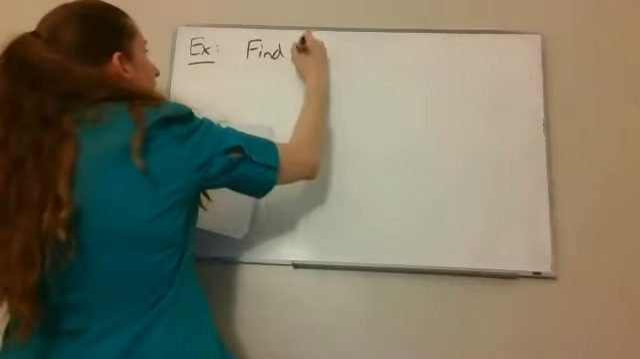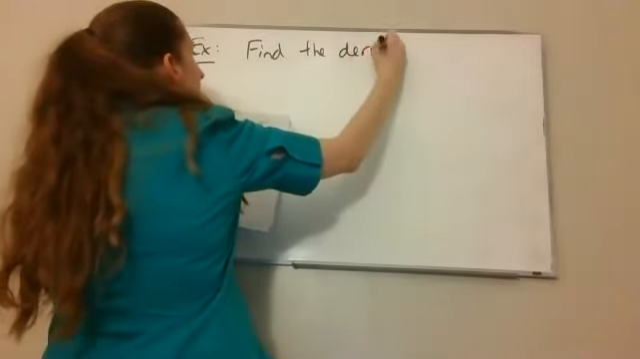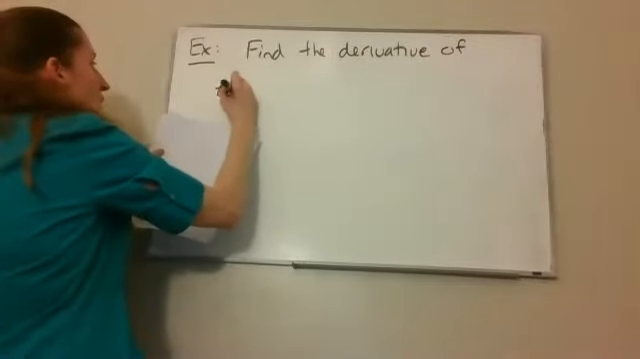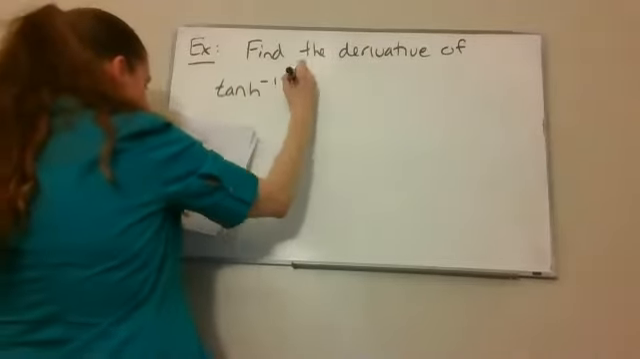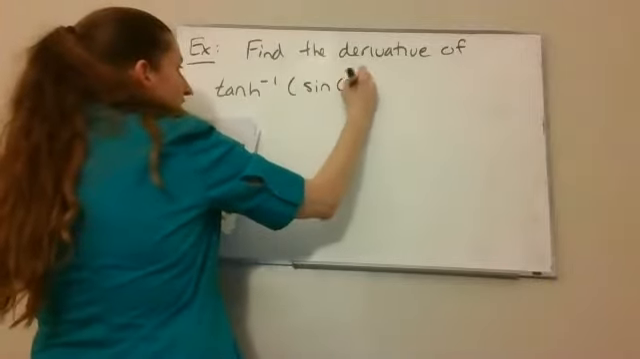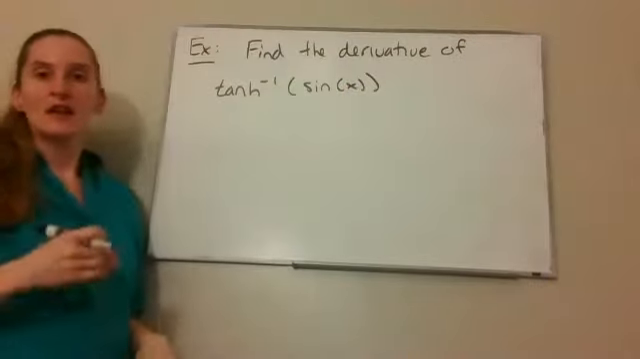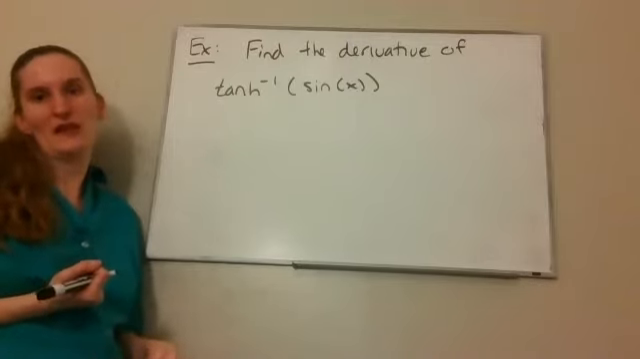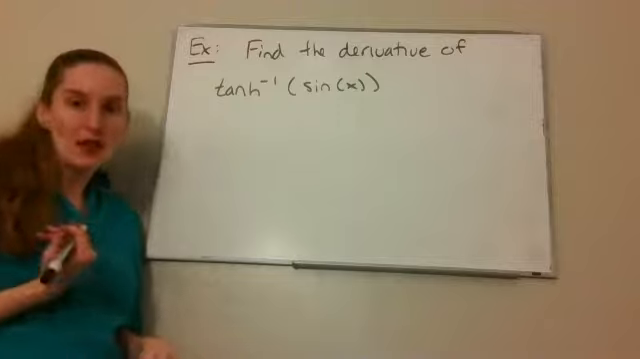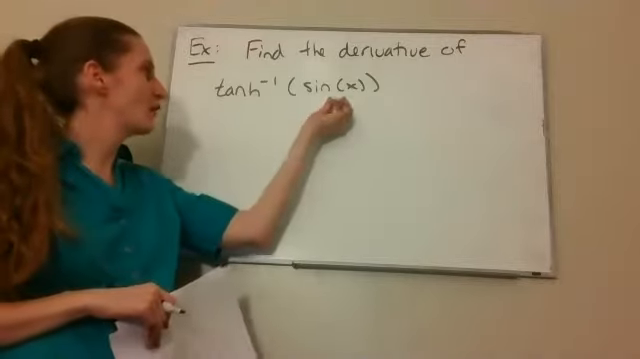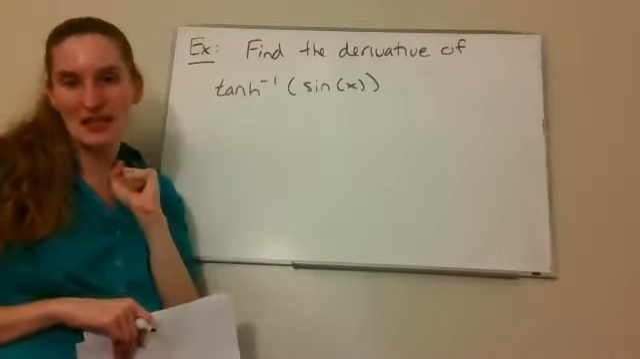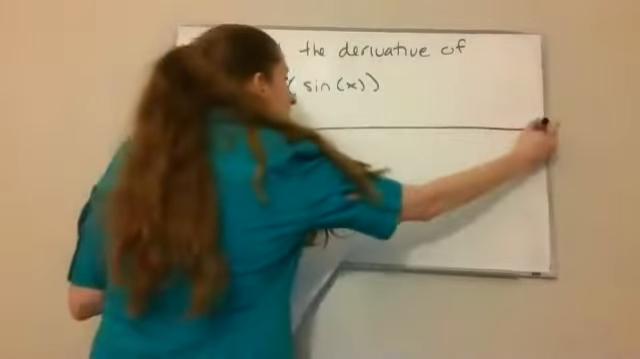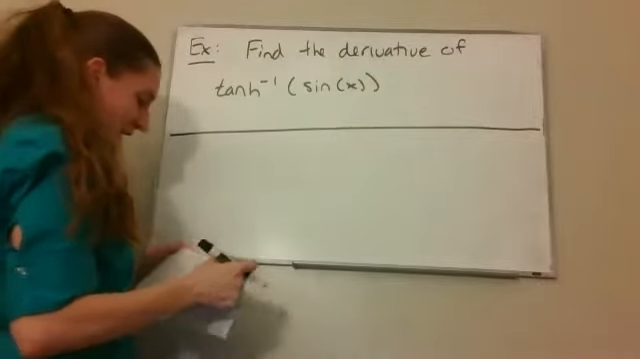First example, find the derivative of hyperbolic tangent inverse of sine of x. Now, think back to your Calc 1. Even though you didn't do hyperbolic functions in there, this is going to be a chain rule problem because I have a sine of x plugged into a hyperbolic tangent inverse. So I need to do the derivative of the outside times the derivative of the inside.